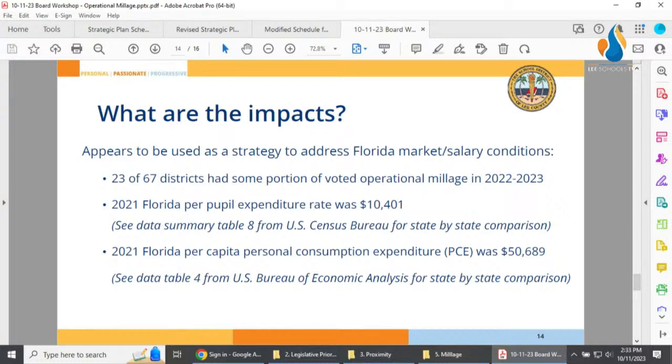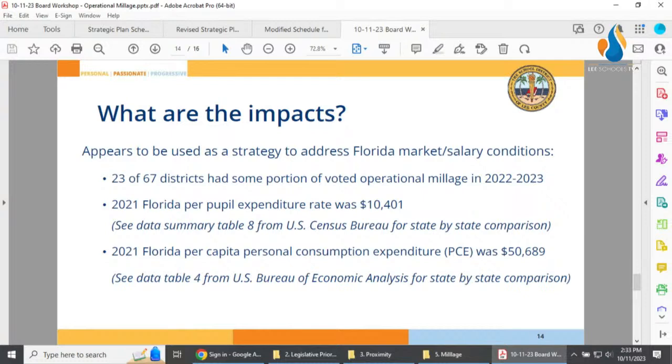You can see that in the 22-23 school year, 23 of the 67 districts had some voted additional millage. The listing of those specific districts is attached to the agenda item. As it speaks to the national context of why and how this millage was marketed, the typical issue brought up is the per pupil expenditure rate for Florida as compared to the rest of the U.S.